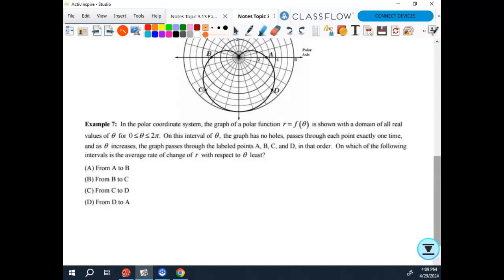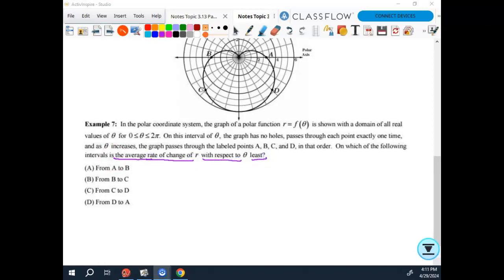It says in the polar coordinate system, the graph of the polar function r equals f of theta is shown with a domain of all real values for theta, for 0 to 2 pi on the interval of theta. On this interval of theta, the graph has no holes, passes through each point exactly 1 time, and as theta increases, the graph passes through the labeled points A, B, C, and D. So it's telling you that they're going in order, basically. On which of the following intervals is the average rate of change the least? The average rate of change with respect to r, the least.